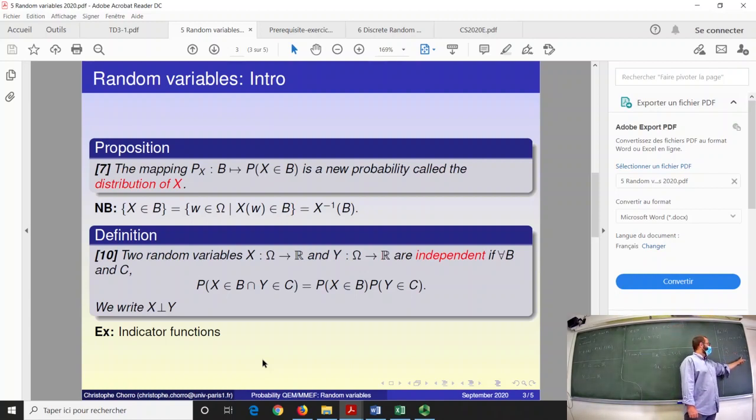What happens if 0 doesn't belong and 1 belongs to B? What is the preimage? A1, in the third case. And finally, if no possible values belong to B, what is my preimage? The empty set. You have here the set of all possible preimages in the case of an indicator function.